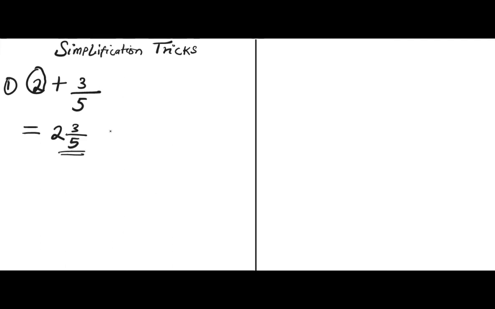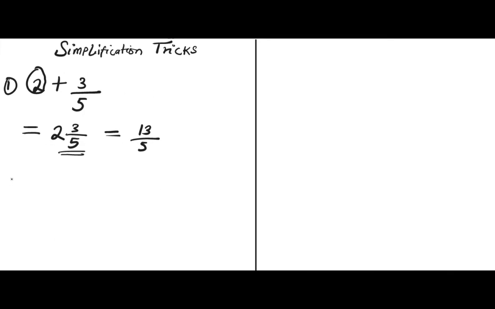If you want to change it to an improper fraction, you can easily do that by multiplying 5 times 2, that is 10. 10 plus 3, that is 13. So you have 13 divided by 5. So that is it.